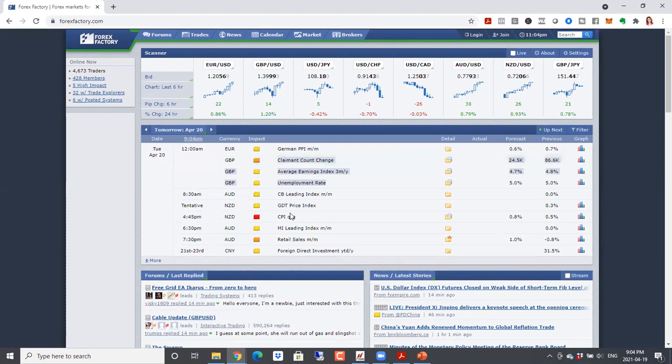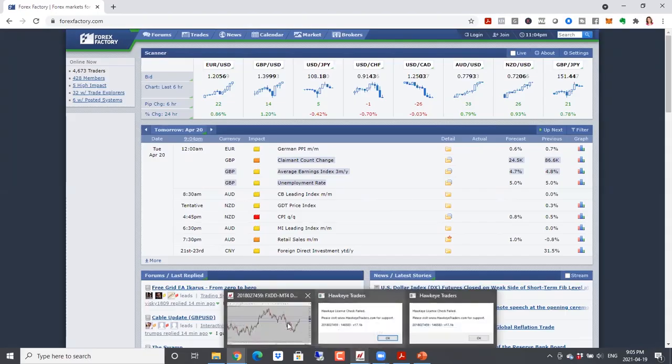Now, we also have CPI numbers for New Zealand just before the closing. But other than that, a fairly quiet New York session. So let's go on to our charts.